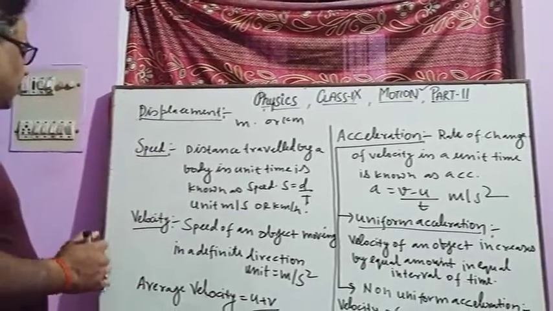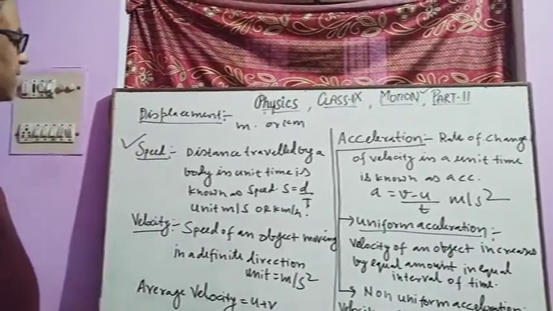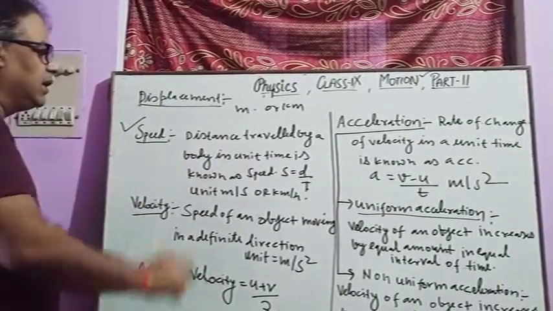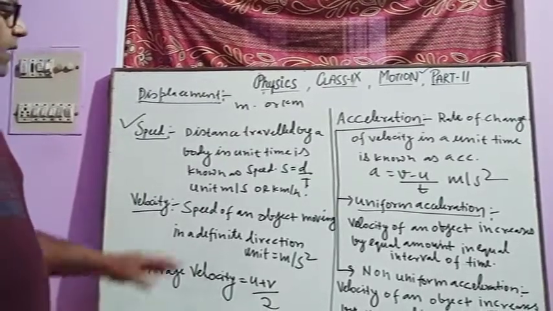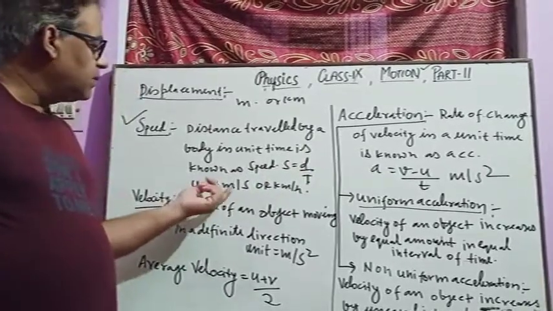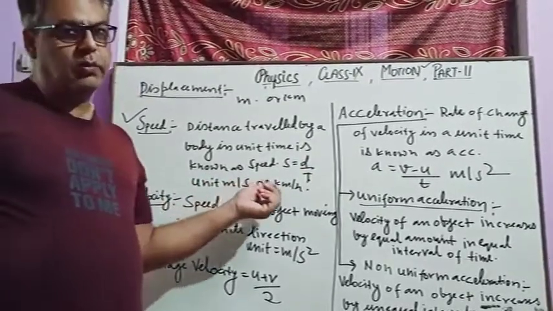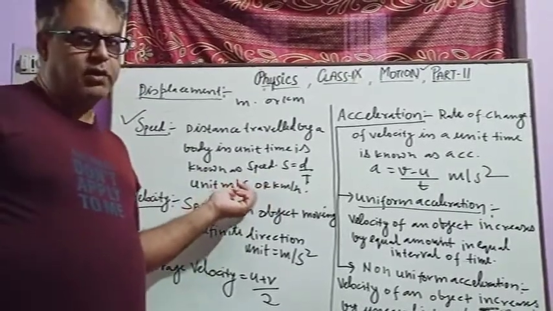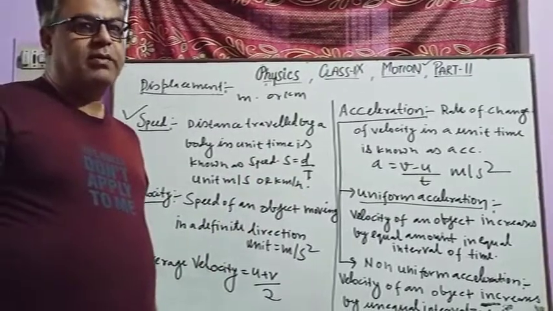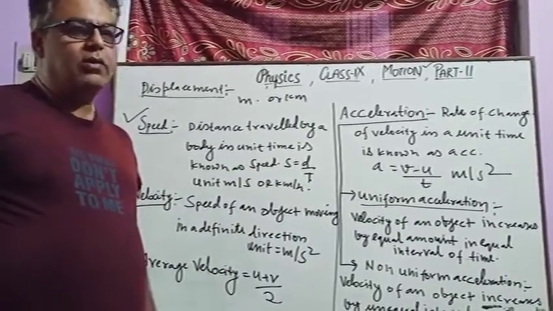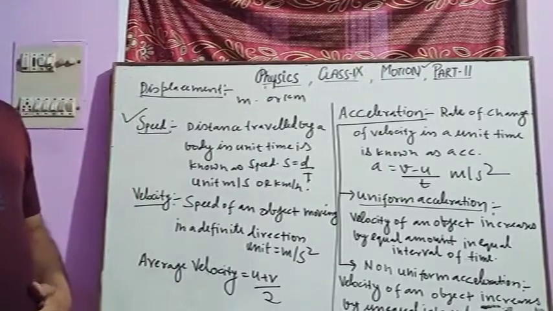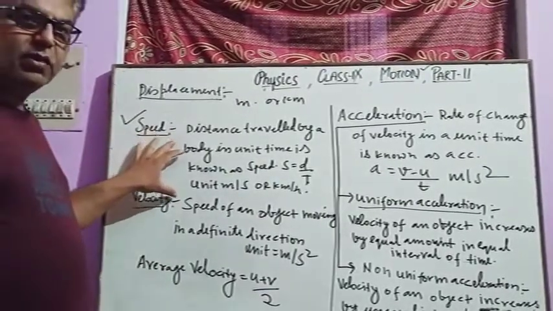Now I am coming to my next topic, which is speed. Distance traveled by a body in a unit time is known as the speed. Speed is the ratio of distance upon time. That's why the unit of speed is meter per second or kilometers per hour. Meter per second is the smallest unit and kilometers per hour is the biggest unit. Like 40 kilometers per hour is the average speed of a truck, or 700 kilometers per hour the speed of an aeroplane. This is how we use it in our daily life. It is a scalar quantity.